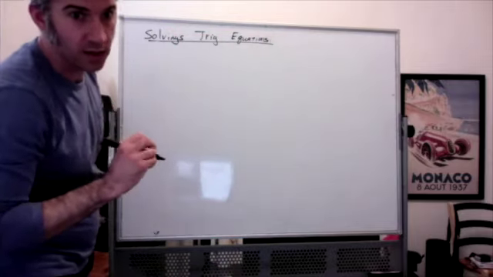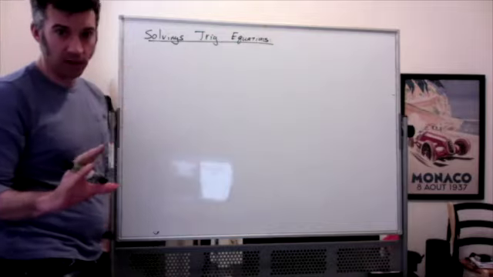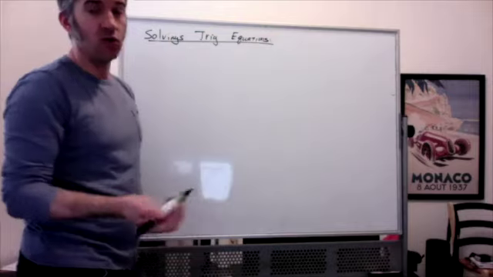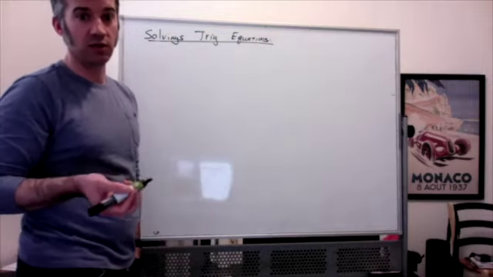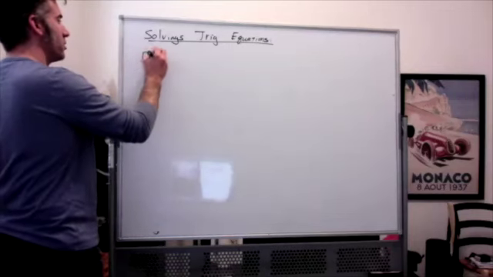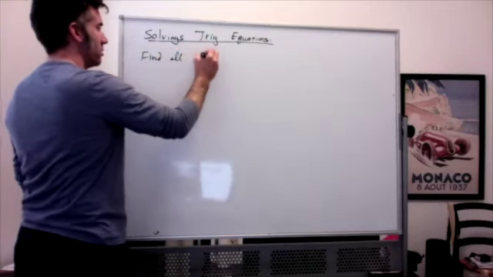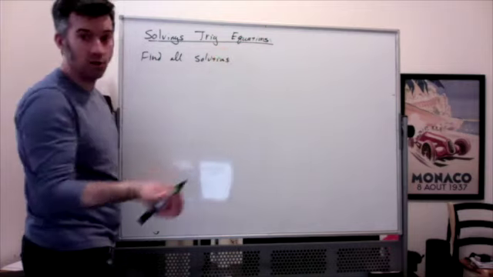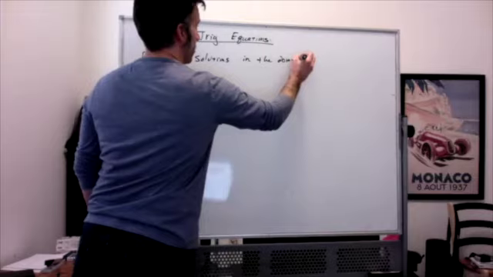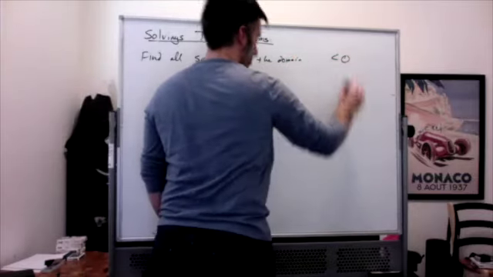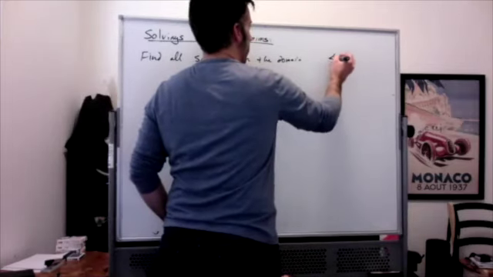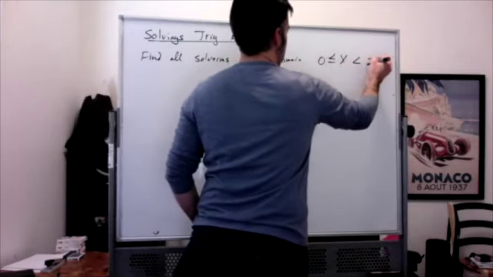So let's see what we've got. Typically, most of the time if someone's asking you to solve a trigonometric equation, they're usually going to limit the number of solutions to being within one full revolution of the circle. So find all solutions in the domain where x is greater than or equal to 0 and less than 2 pi.